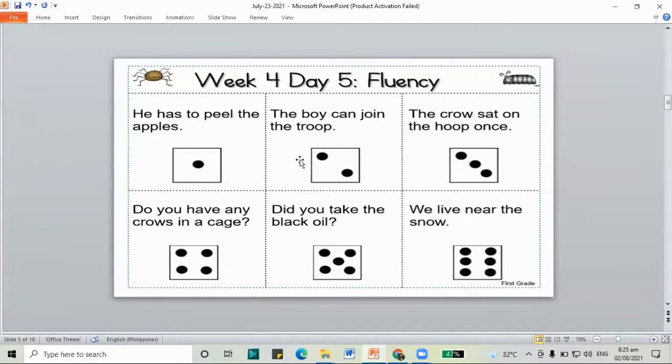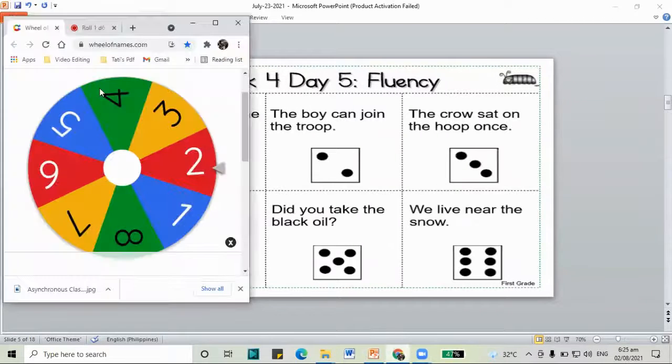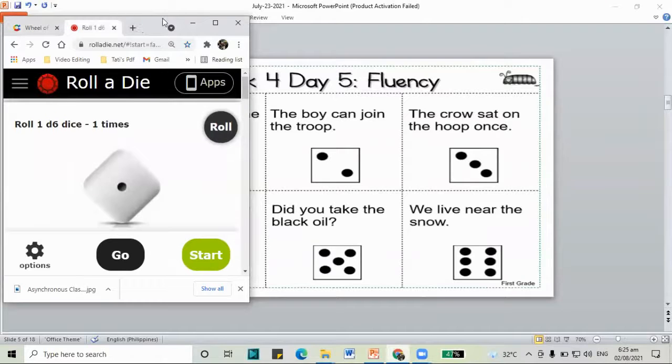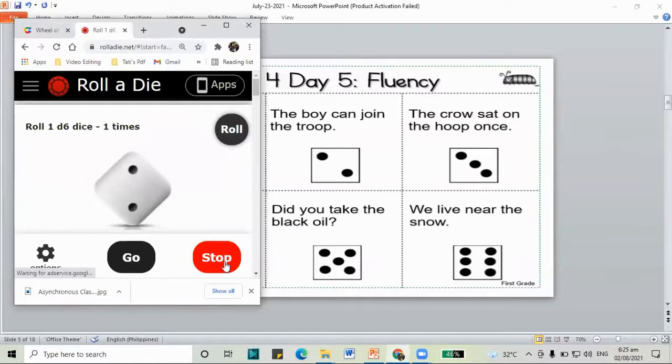Are you ready to read? This time, you will do our dice. Let's roll the dice and let's read the sentence that has the number on the dice. This one is 6. Let's read twice. We live near the snow. Again, we live near the snow. And let's color our die. So that's for number 6.